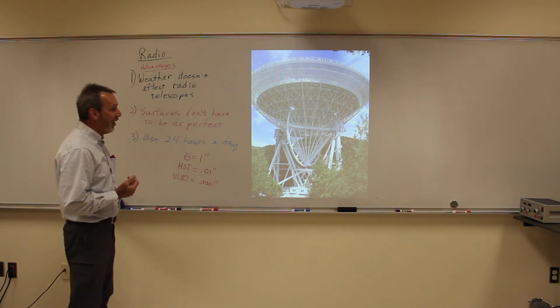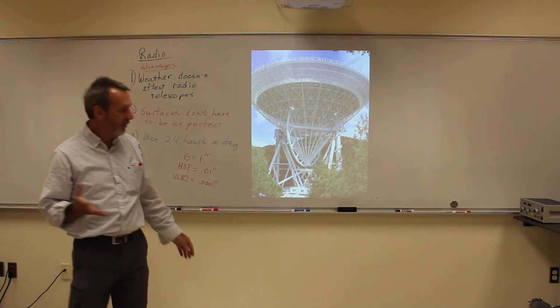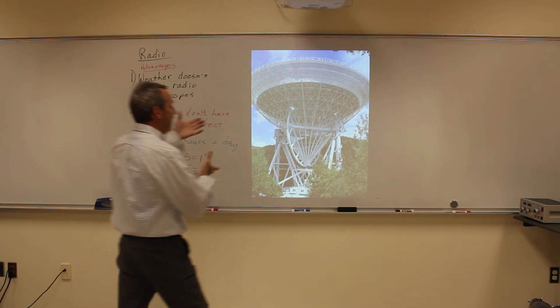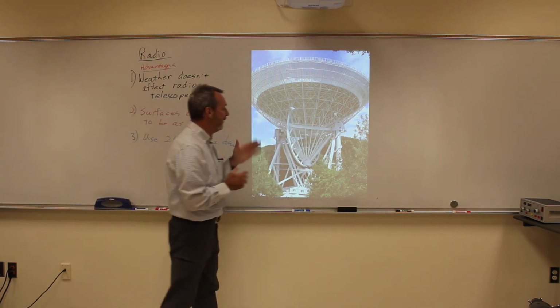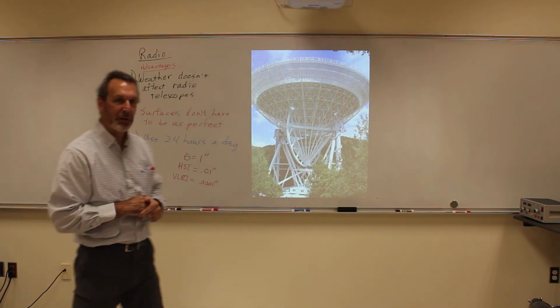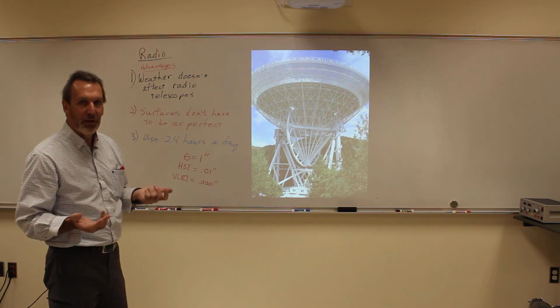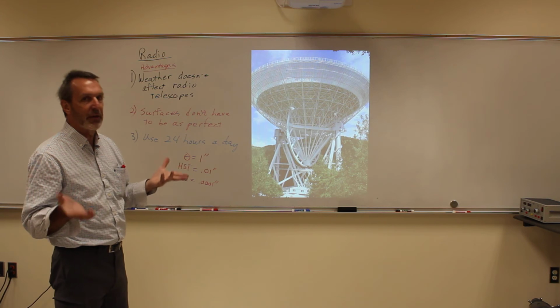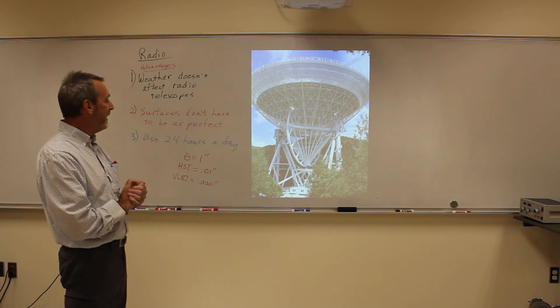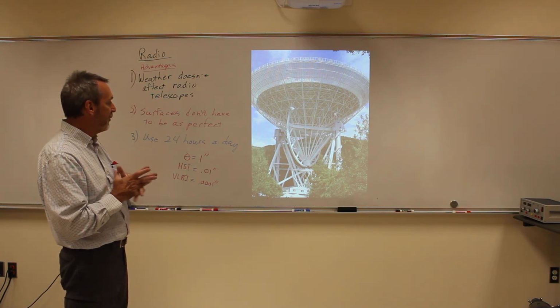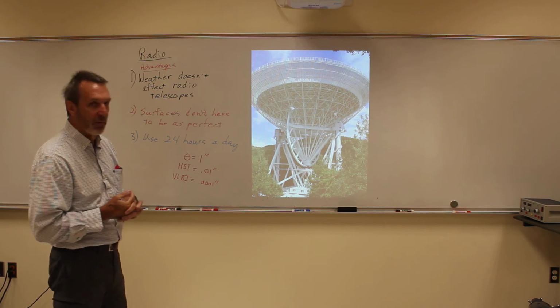So this is the largest steerable dish in the world, which means the whole dish can rotate and turn and move and can point to anywhere in the sky. This is in Green Bank, West Virginia. Now you're like, West Virginia, that would be a lousy place for an optical telescope, but it works just great for radio telescopes, and that's where the National Radio Observatory is, NRAO.